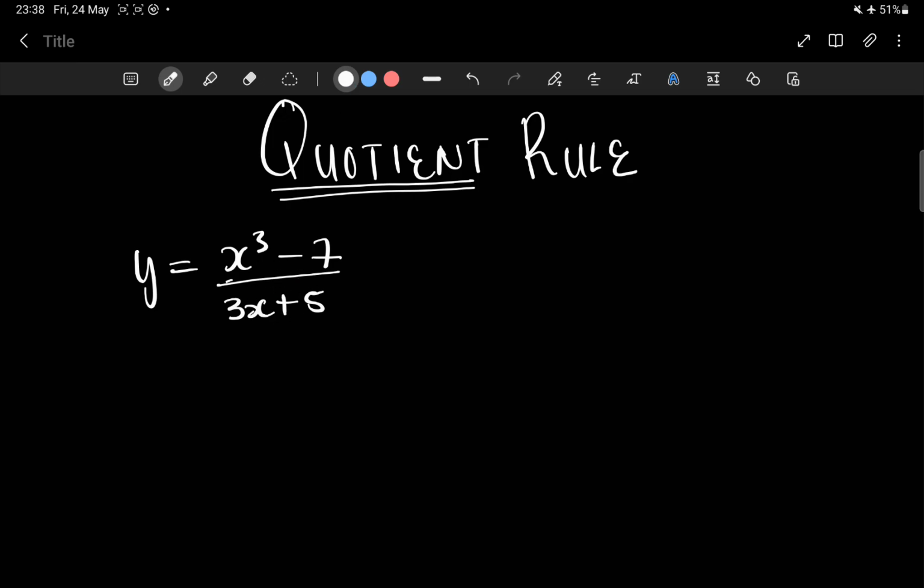So one way to differentiate this is to change it to the product rule: x cubed minus 7 multiplying 3x plus 5, all of it to the power minus 1. Then you make this your u, this your v, and you can do it. That's one way. But the nicer way to do this fraction is to use the quotient rule.